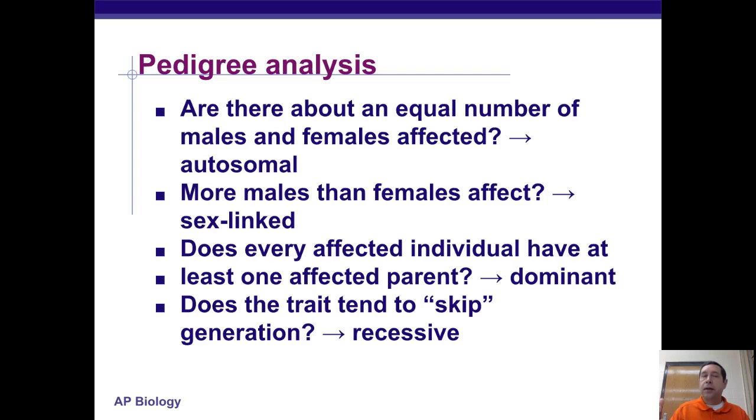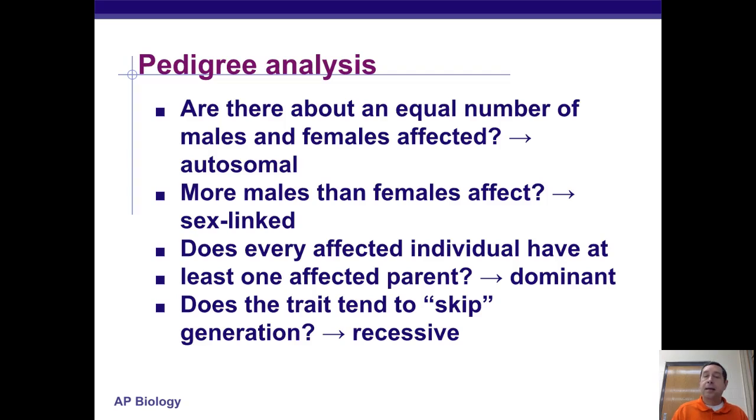So when you're looking at a pedigree, there are certain things you want to look for. One of the first questions you want to ask is, are there about an equal number of males and females that are affected? If that's true, it's an autosomal trait. If you have more males than females, it's likely a sex-linked trait. Does every affected individual have at least one affected parent? That's a dominant trait.